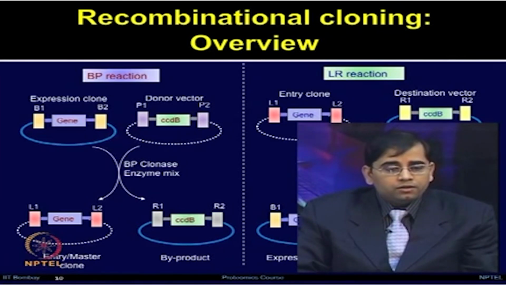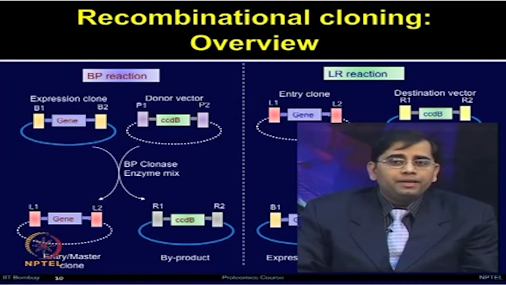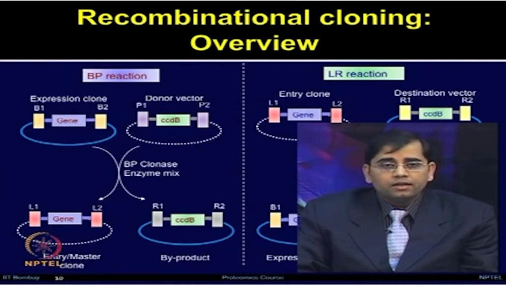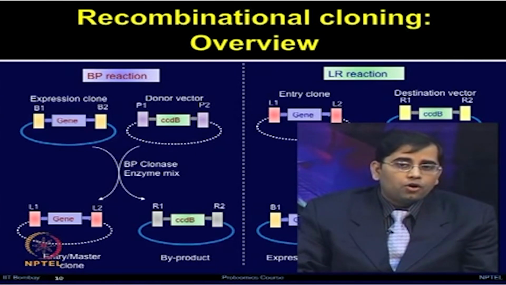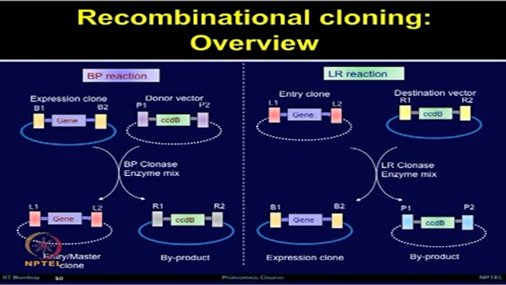In the BP reaction, which is catalyzed by the BP clonase enzyme, it facilitates recombination of at B substrate. It could be the at B obtained from the PCR product or at B containing the expression clone. And this reaction with the at P substrate, which is requiring the master vector, can create the at L containing master clones.